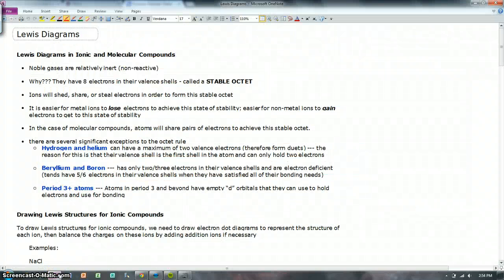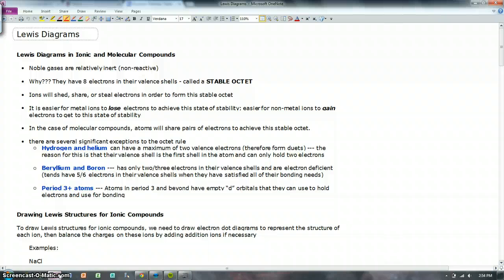In the case of molecular compounds now, or covalent compounds, you're going to see sharing of electrons. And again, we've discussed why that happens. Now we're going to see it, and hopefully this will help you visualize how that happens. There are some exceptions to this octet rule.